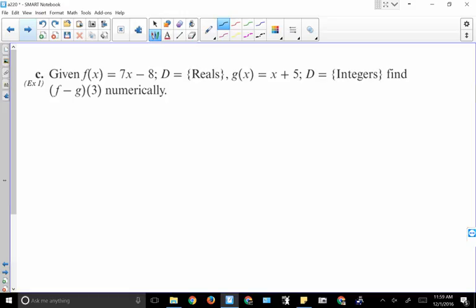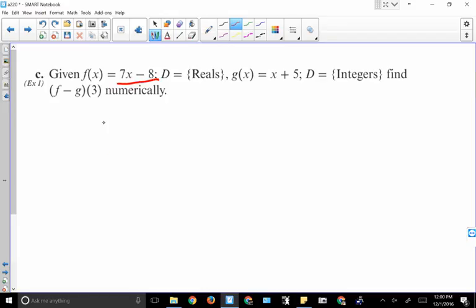So, let's see who's got this one. And we end up with, what do we got? Right there. So, Riley, what was the value that you got for this one? Did you do it? Do you know what f of x is? Is that right here?